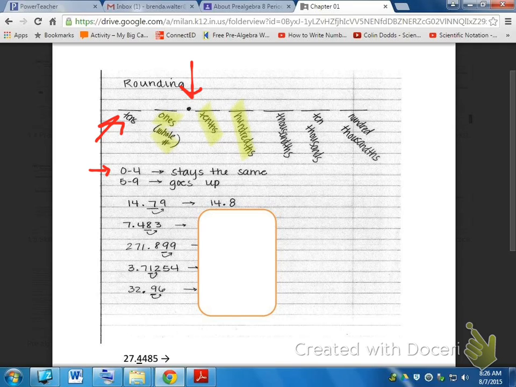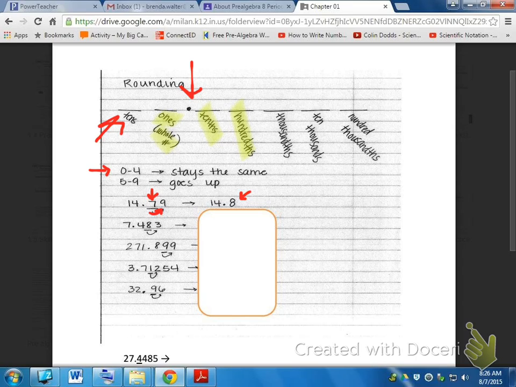All right, the very first example right here, 14.79. The place that we're rounding to is the 7. It's underlined. That means I've got an arrow showing you that you look at the 9. Well, the 9 says to go up. That's why over here the answer would be 14.8. You don't write anything where the 9 was.